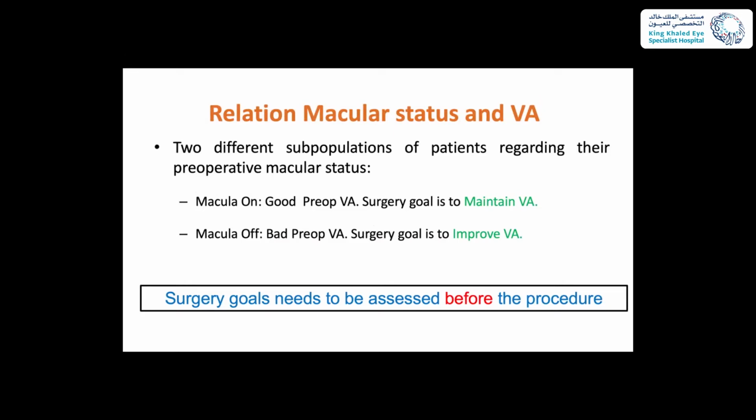Why is it important to know the relationship between macula on and macula off patients? Because there is a relation between the macular status and the visual acuity. So when we speak about retinal detachment surgery, we need to know that we deal with two different kinds of patients. The first is the patient with the macula on, who has a good visual acuity, and the surgery goal is to maintain this visual acuity. On the other side, there are macula off patients, who have bad preoperative visual acuity, and the surgery goal is to improve the visual acuity.